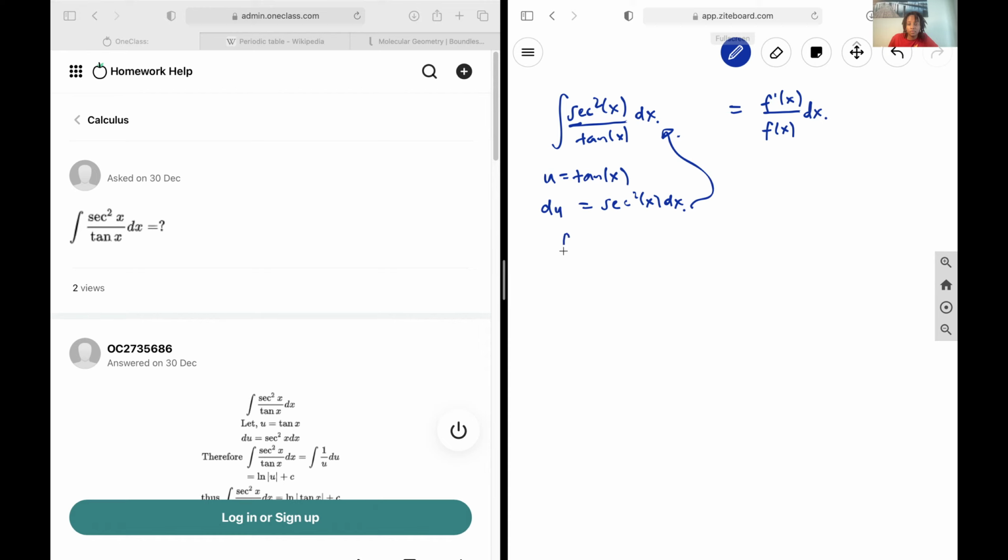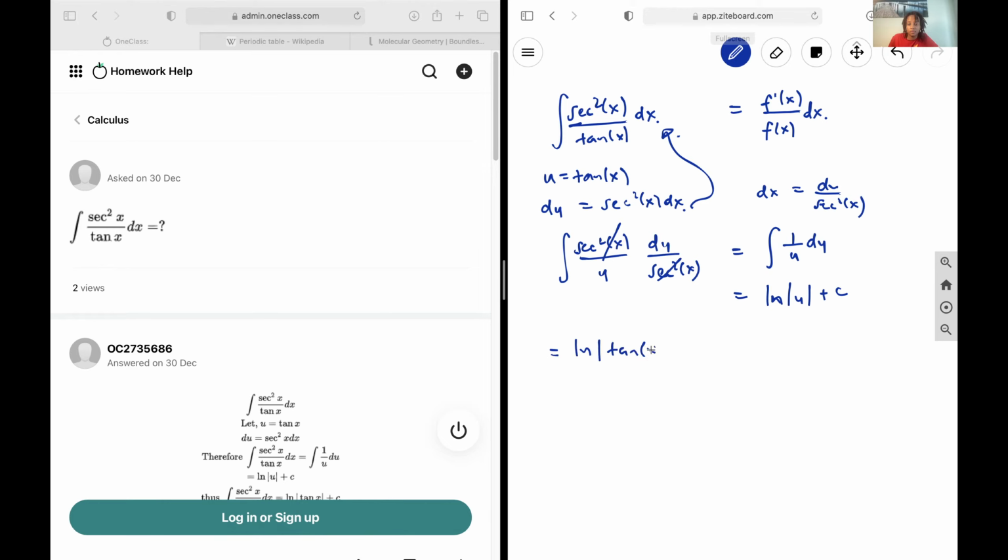And so let's do that. We'd get the integral of secant squared x over u times dx, where du is equal to secant squared x dx according to this. And so we put that in, and these two cancel, as I said, and so it becomes the integral of 1 over u du. We know that this is going to give us the ln of the magnitude of u plus c, and then we just put in the u that we have, and we would get ln the magnitude of tan of x plus c, and that's going to be our final answer.